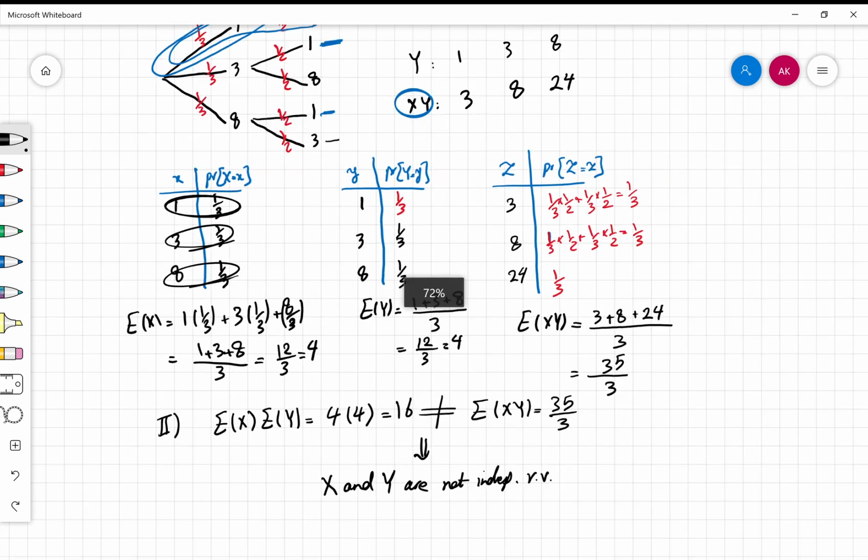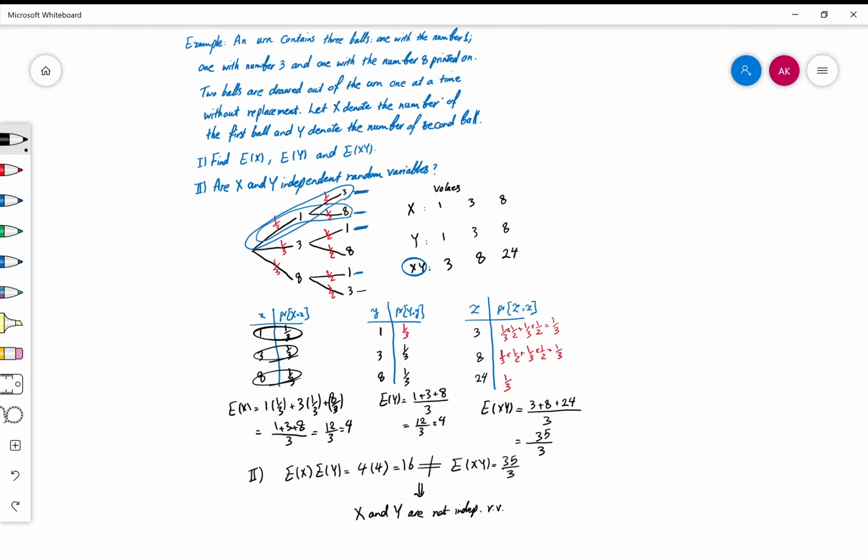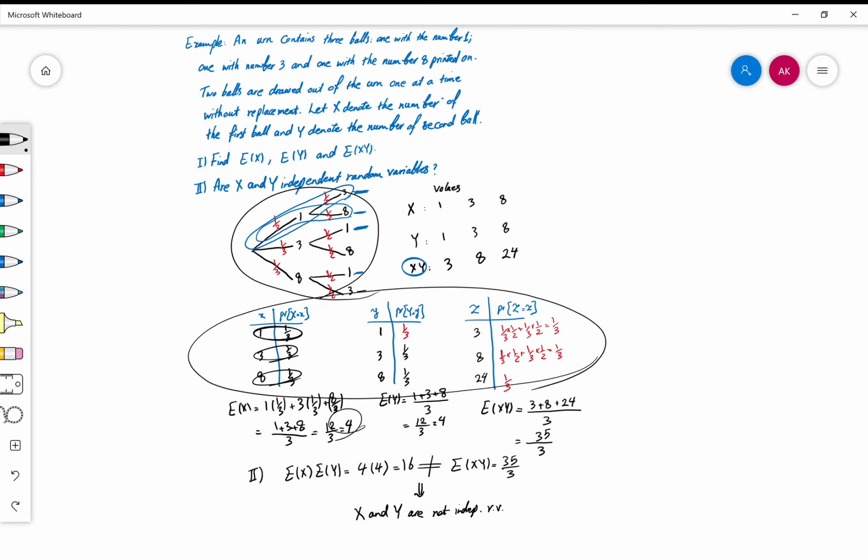Again, sometimes you need to do more work, sometimes less, but the upshot for this example was that we first set up the experiment, we found the PDF of the random variables, we computed the expected value of each one of them, and we could check that E[X]E[Y], which was equal to 16, is not equal to E[XY], which is 35 over 3. So that means that X and Y are not independent.